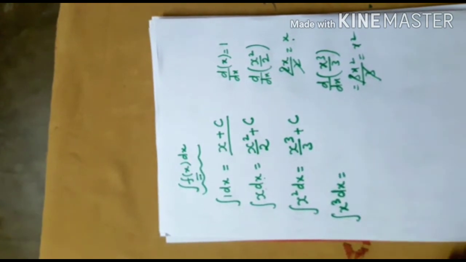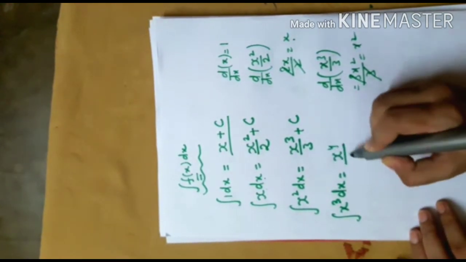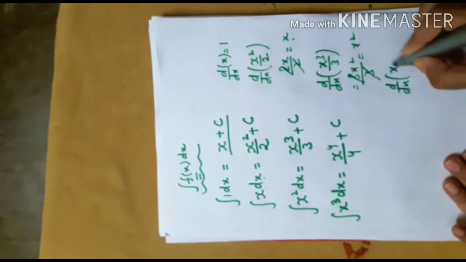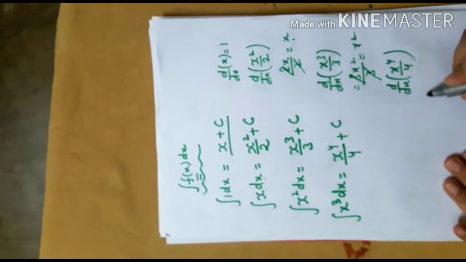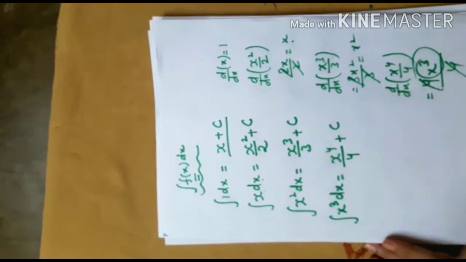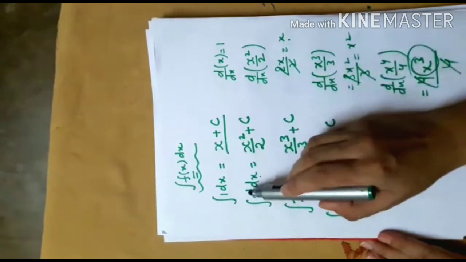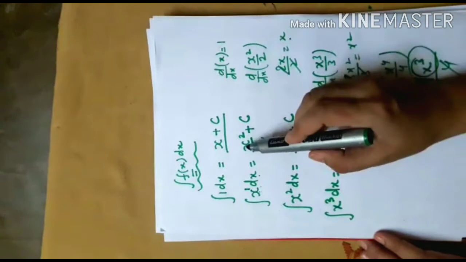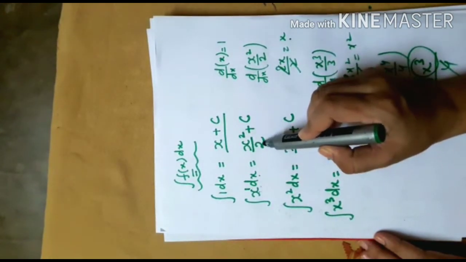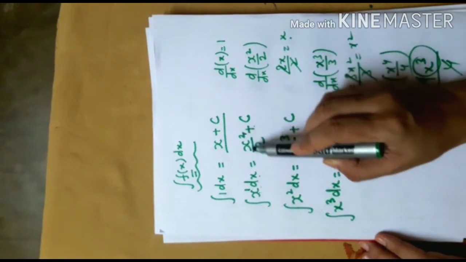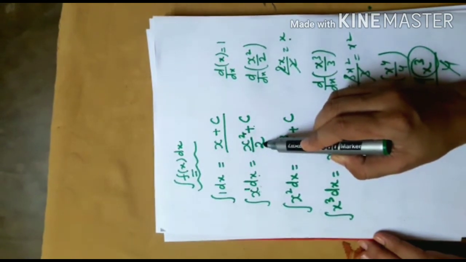Integral of x cube dx will be x raised to the power 4 over 4 plus c, because d by dx of x raised to the power 4 by 4 will be 4 into x raised to the power 3 over 4, which is x cube. Now you can see here the power is 1. So integral of x to the power 1 was x to the power 2 divided by 2 plus c. Power is increased by 1 and divided by increased power.